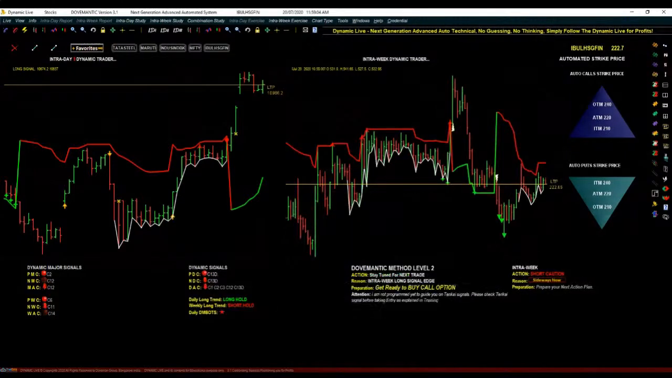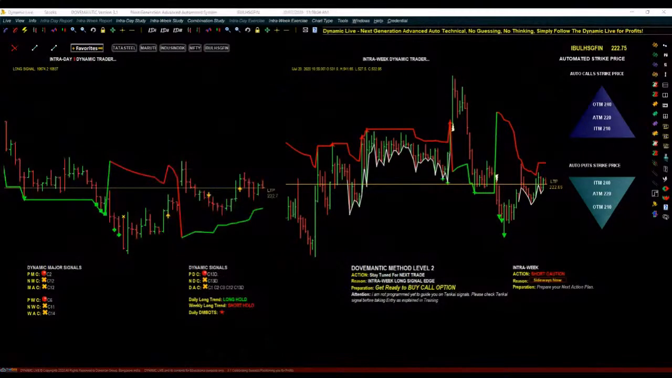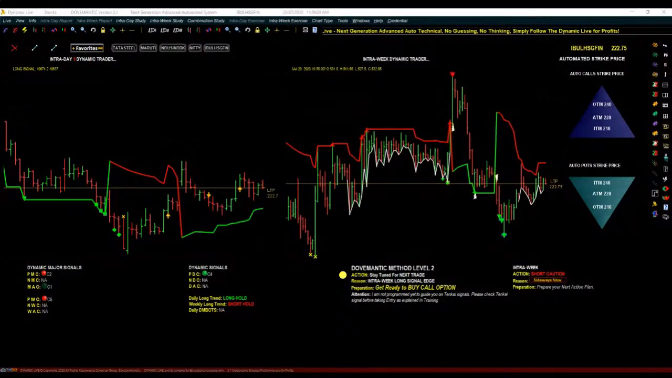So I've selected Indiabulls Housing Finance, and after that the action information says stay tuned for the next trade. So there is no trade as of now, but the preparation is telling us get ready to buy a call option. So if the price manages to move beyond this intra-week long signal, that is when it will ask us to buy a call option. But anyways, it is also telling that it is in sideways now. So you have to watch it very carefully. Let us check the last one, Infratel.